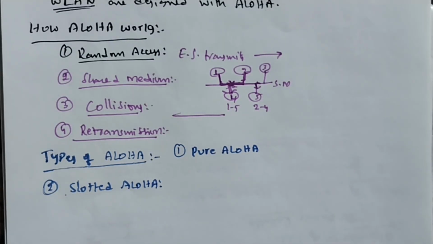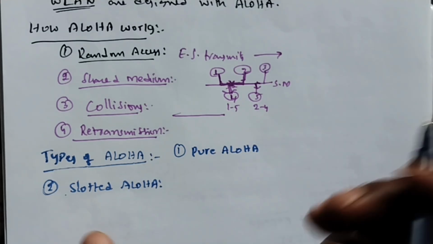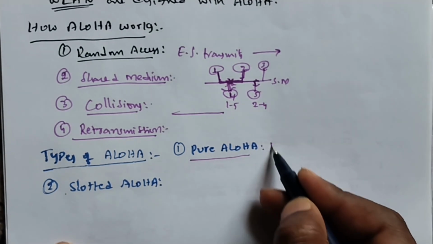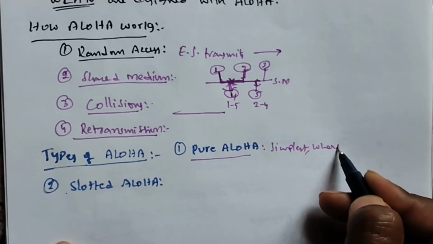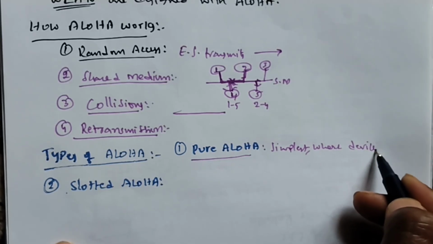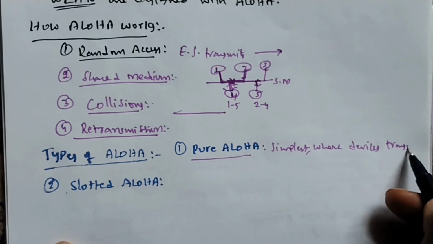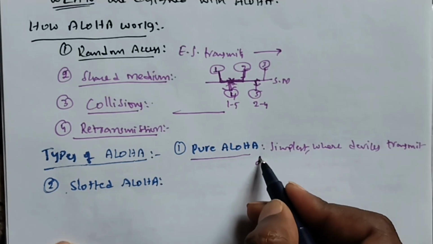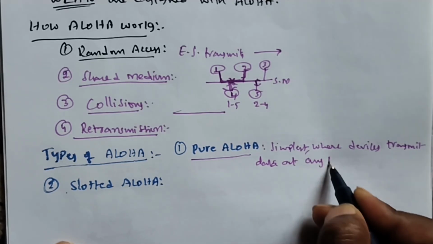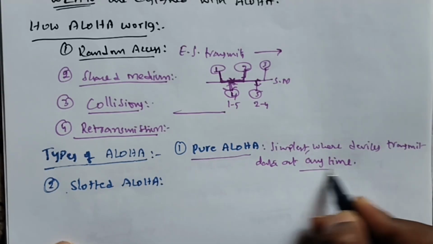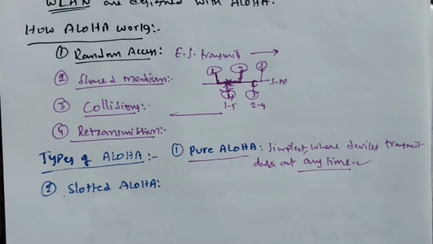Pure Aloha and slotted Aloha. What is pure Aloha? Pure Aloha is the simplest form, where devices can transmit at any time. It will send the data whenever it wants to send, simply.